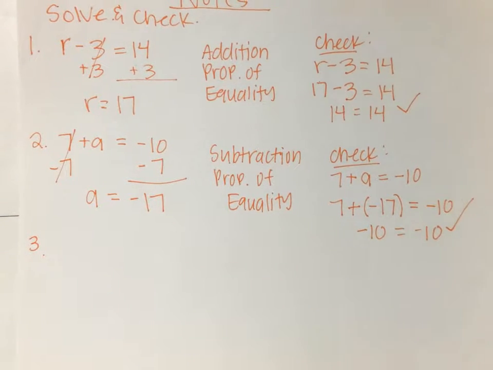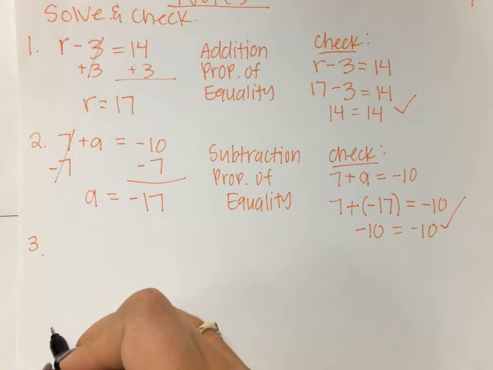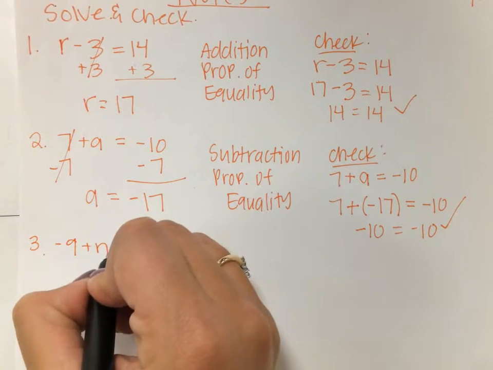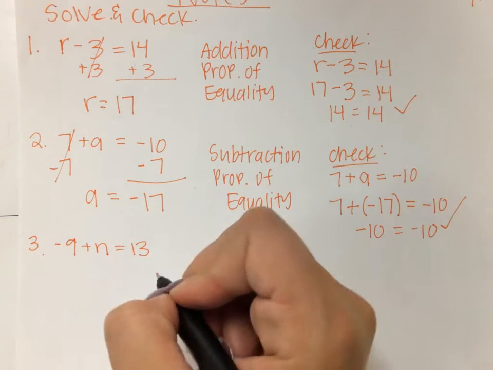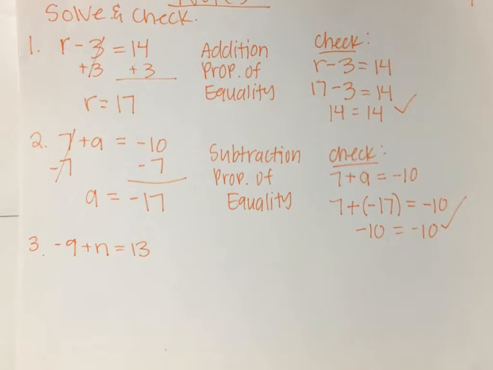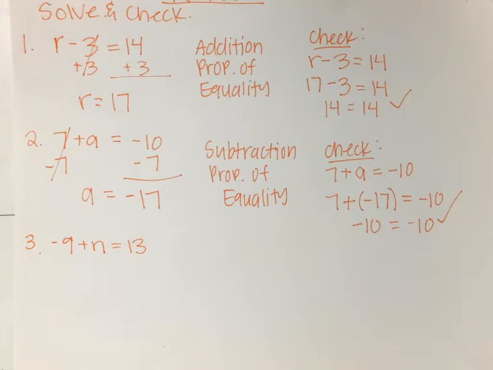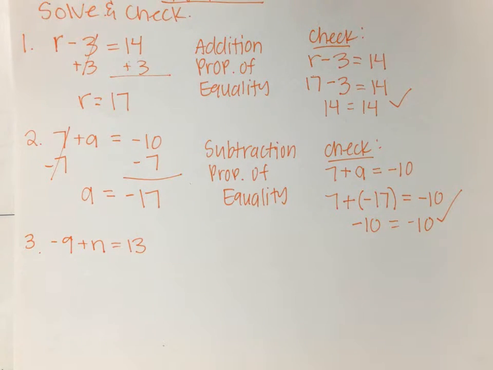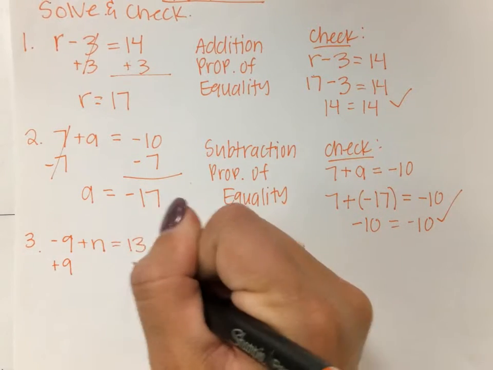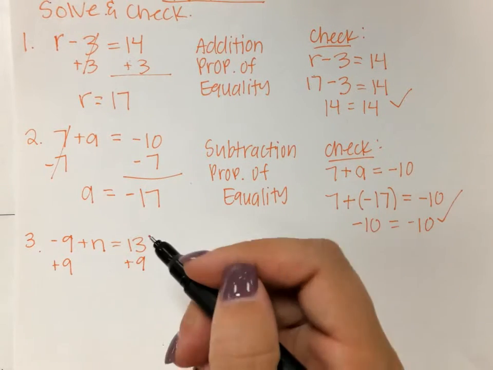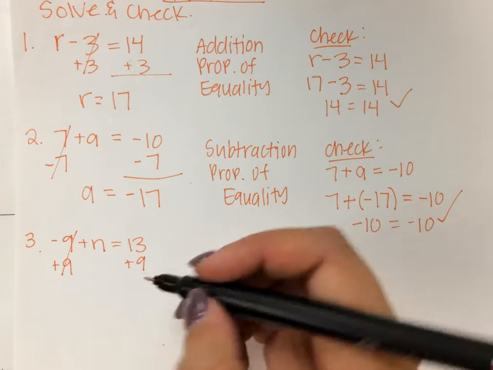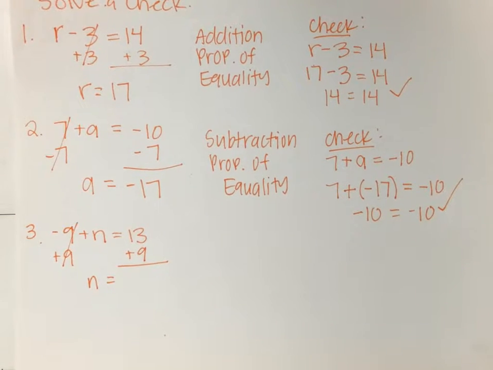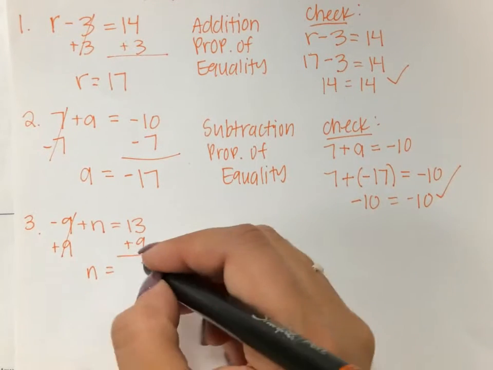All right. What if I have negative 9 plus n equals 13? How do I solve for n there? Add 9 to both sides. Good, because I have a negative 9, which is the same as subtraction, right? So that means I'm going to add 9 to both sides. So when I do that, my 9's cancel, leaving me with an n, which equals 13 plus 9, which is what? 22.